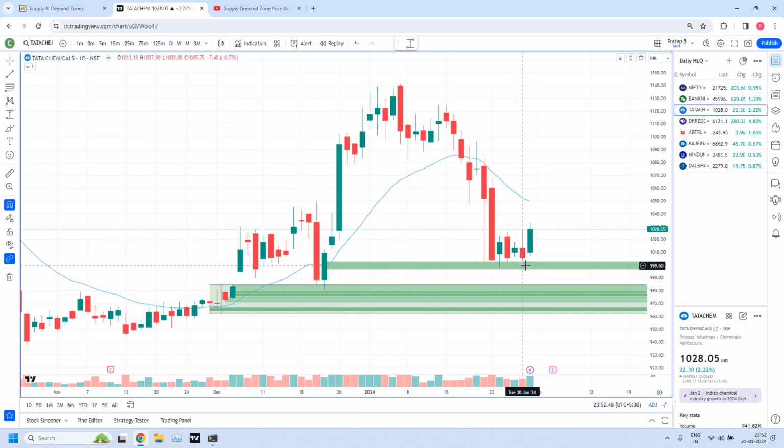Even yesterday it reached, but today it pushed the price. But unfortunately today we did not get the entry in this entry buffer.